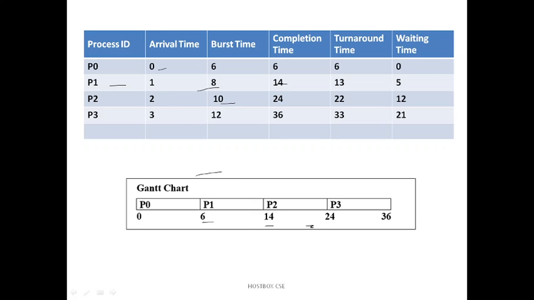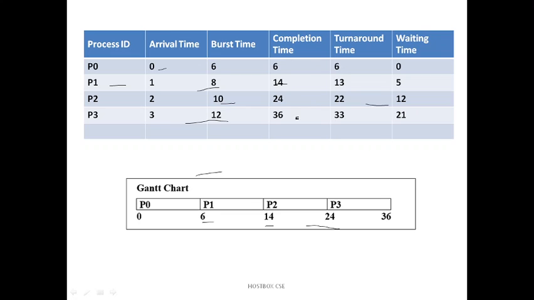So at last, whenever the time comes to 24 units, it will complete. Now at last P0, P1, P2 are completed, and at last P3 is there. So P2 required 12, but totally it required 36, that is 24 plus 12, 36. So this is the completion time. So now we got the result for completion time.